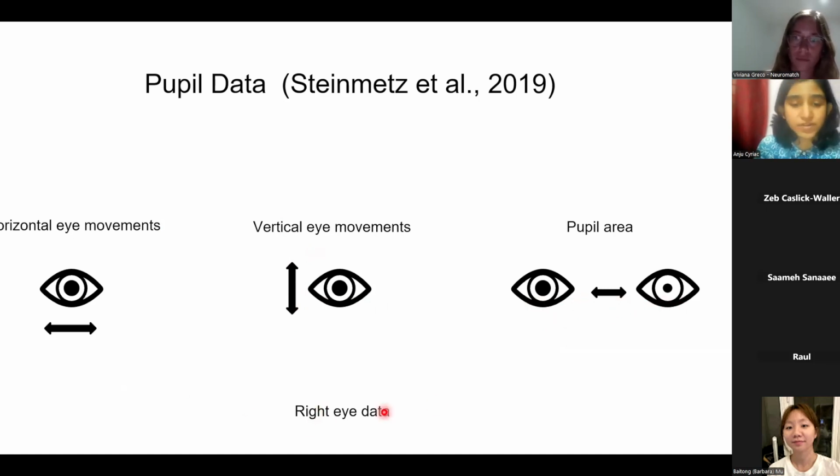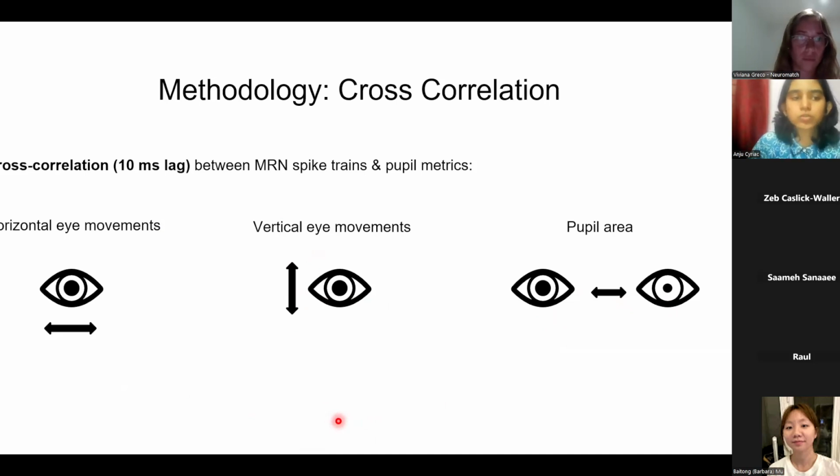And all these were recorded from the right eye. So what we try to do is to find the cross correlation between the MRN spike trains recorded from the midbrain reticular nucleus and the horizontal eye movements, and then the cross correlation between the MRN brain activity and vertical eye movement, and the cross correlation between MRN activity and the pupil area.